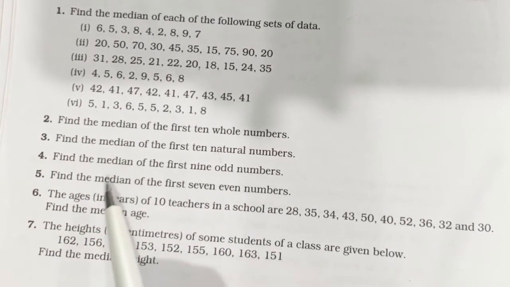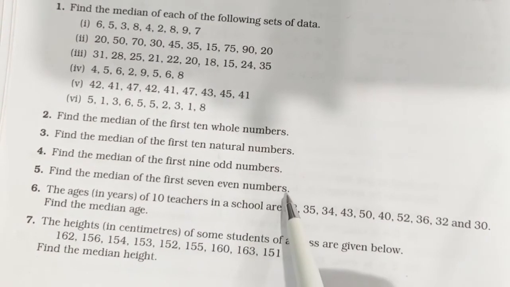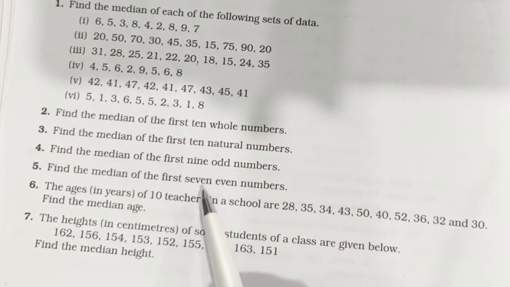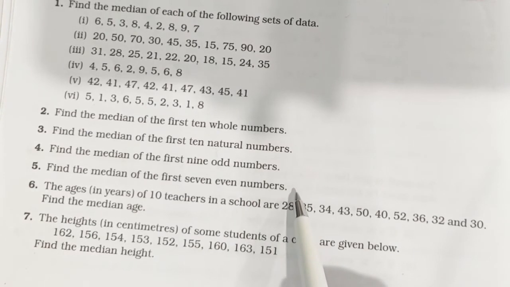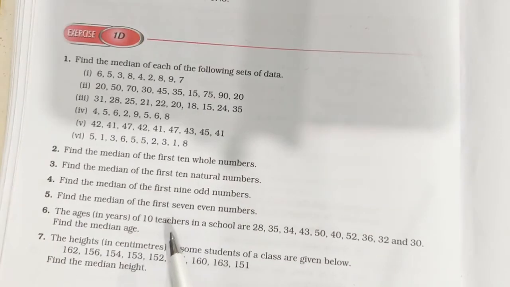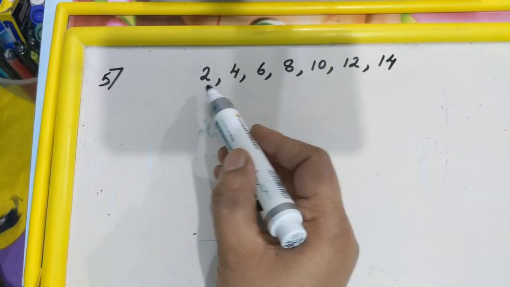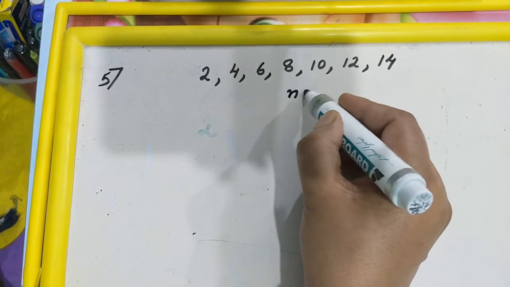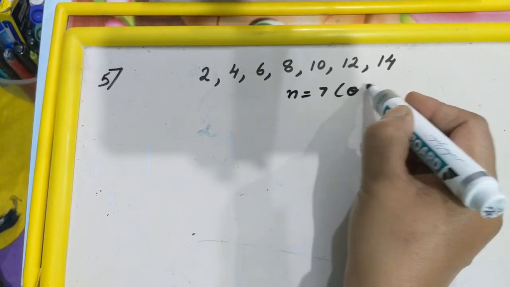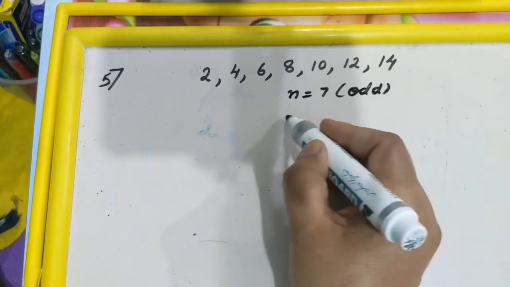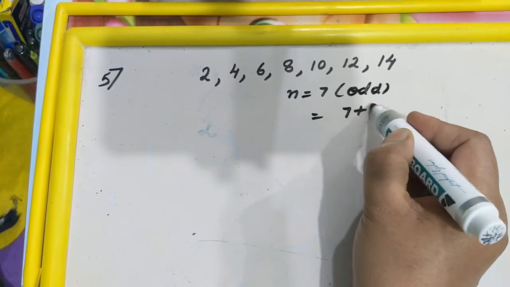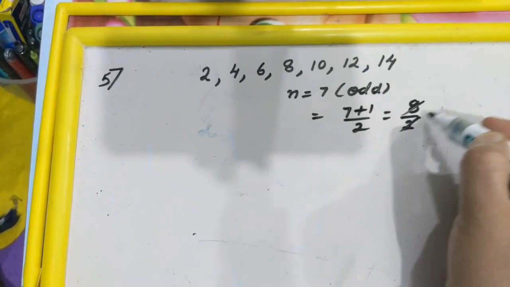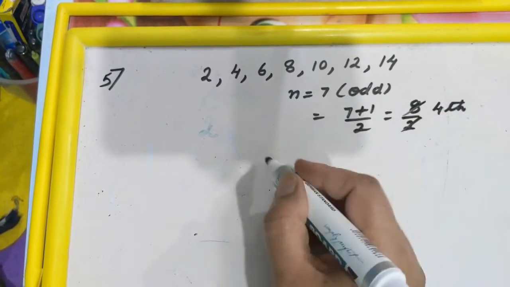Question number 5. Find the median of first 7 even numbers. If the concept of even number is clear, you can easily do it. Whenever it is not mentioned whether they are whole numbers or natural numbers, we start with natural numbers. So children, the even numbers are 2, 4, 6, 8, 10, 12 and 14. In this case, n is odd, 7. So it's very easy. Whenever you have an odd number, first step is to make it even number. 7 plus 1 by 2 equals to 8 by 2. Simplify 4. So fourth term is the median.